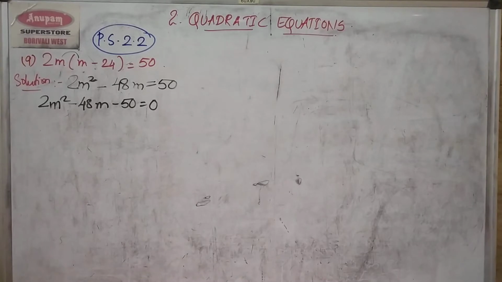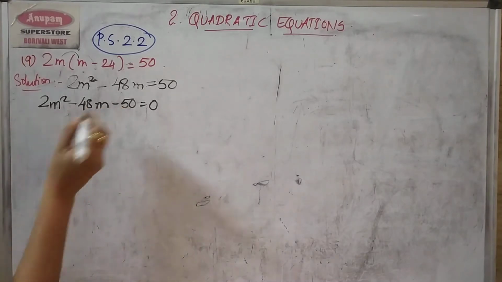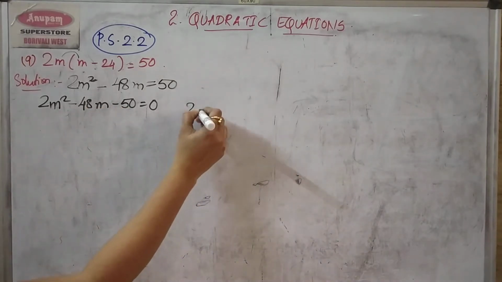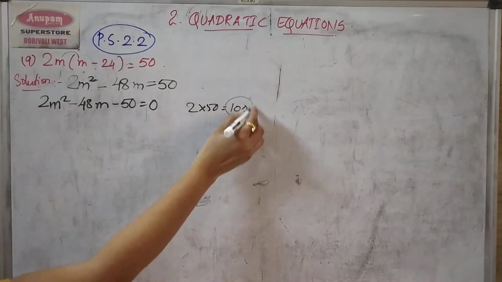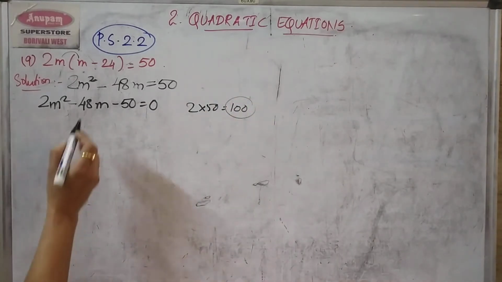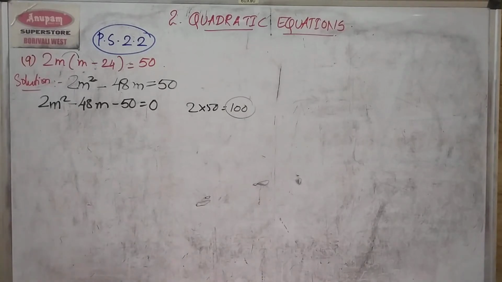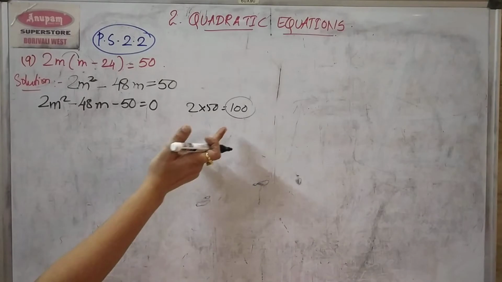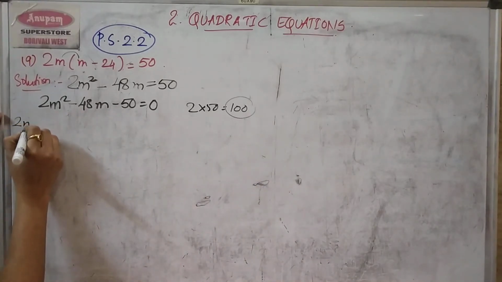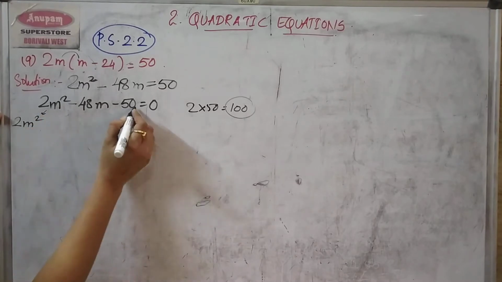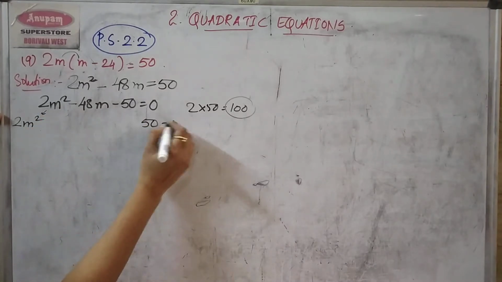Now, we'll be multiplying the first and the third term. So, 2 into 50 is going to give me 100. So, I want two such numbers whose product will be 100 and addition or subtraction will give me 48, and it's very easy, children. 50 and 2, 50 minus 2 is 48, so we can directly do this. I'll write down 2m square for this and 50 I'll write down here is equal to 0.